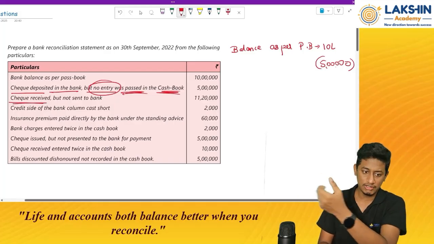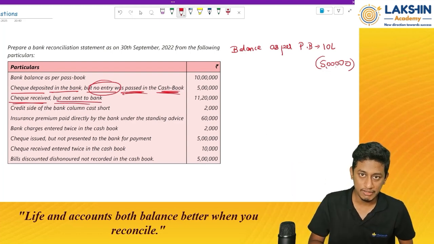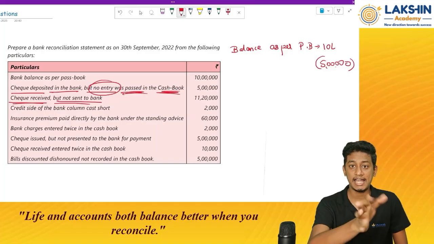Then going ahead. Check received. I have received some checks but not sent to bank. Arey baba, when you are receiving a check, what do I do? I make an entry in my cash book first.